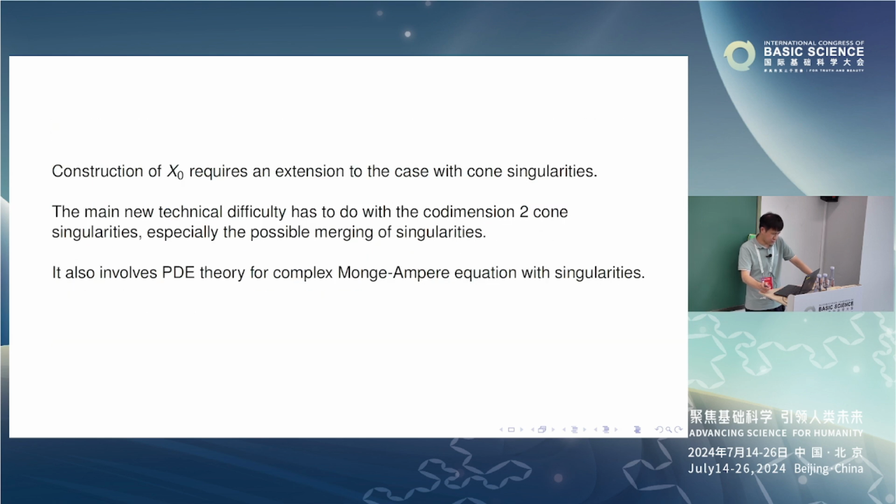For us to construct this x0, it requires an extension to the case with cone singularities. There are new technical difficulties to do with the cone singularities, especially that they can merge. If you just play with flat cone metrics in dimension 2, it is an exercise to see that you can possibly merge singularities together when the cone angle is bigger than pi. It also involves PDE theory for this complex Monge-Ampère equation with singularities. So technically there are many issues.